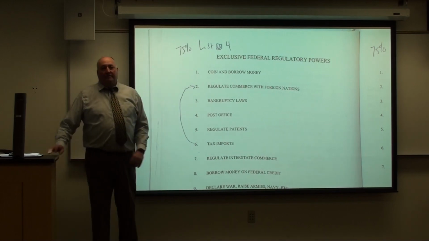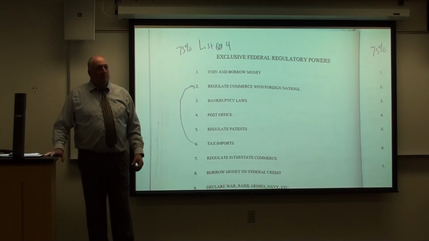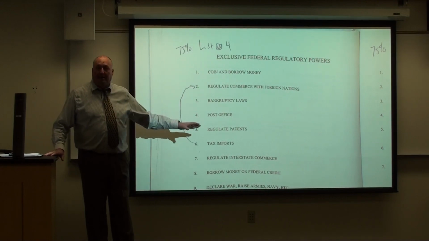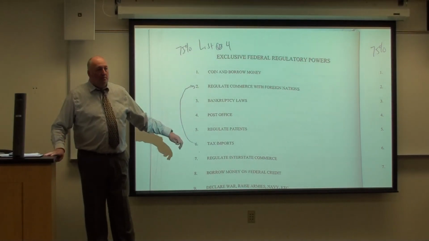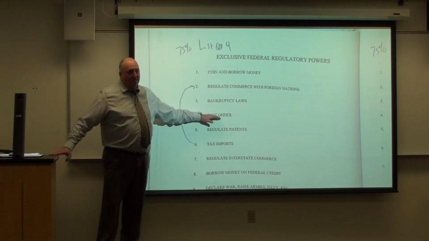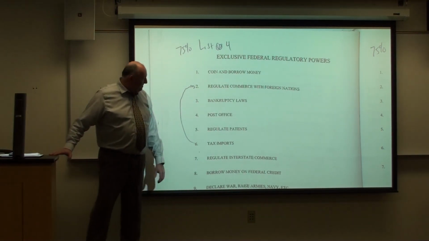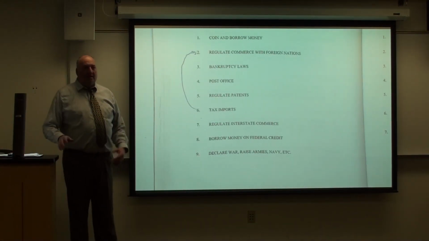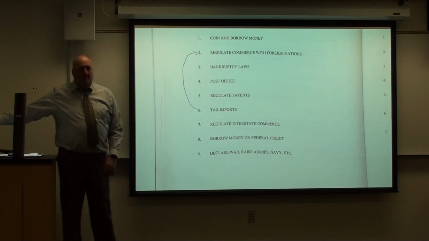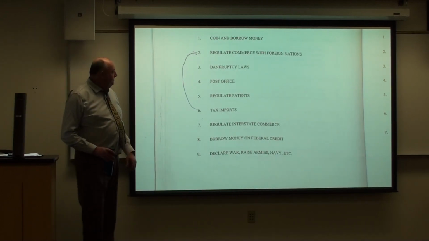Post: only the federal government can have an official post, so states can't have their own postal system. Private ones, like UPS and whatnot, that's fine. But you can't have an official government post except at the federal level. And that's primarily, again, an efficiency thing. It's not efficient to have individual states.